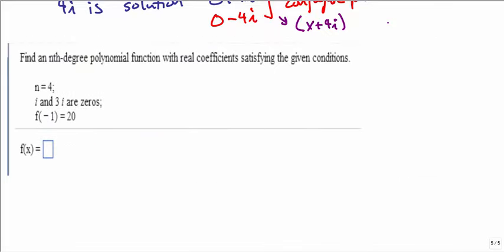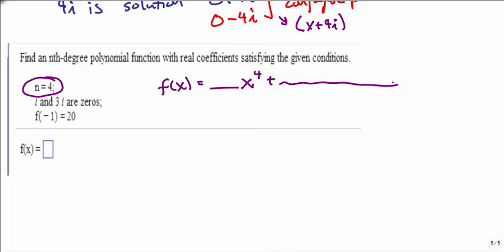Okay, so it says find an nth degree polynomial. Well, in this case, n is 4. So what that tells me when I get done, I might have a coefficient here, and then I'm going to have an x to the 4th plus other stuff going on. So it's a 4th degree polynomial. My zeros are i and 3i.